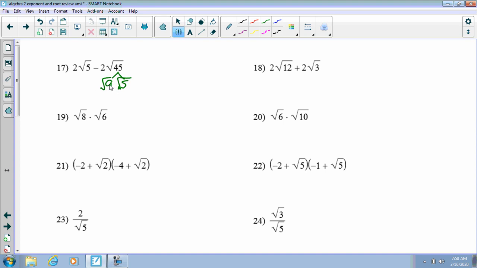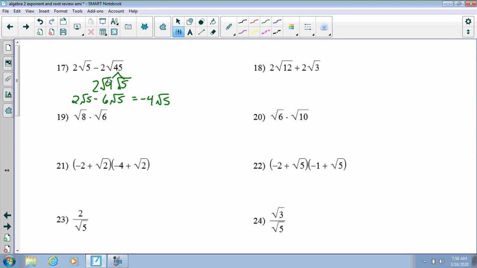So square root of 9 is 3. So we still have this 2 in the front, and that's what some people forget, to bring the 2 down as well. So we're going to have 2 times 3, which makes 6 root 5. We'll bring our 2 root 5. 2 root 5 minus 6 root 5, and that's going to be negative 4 root 5. So split it up. Take the square root.